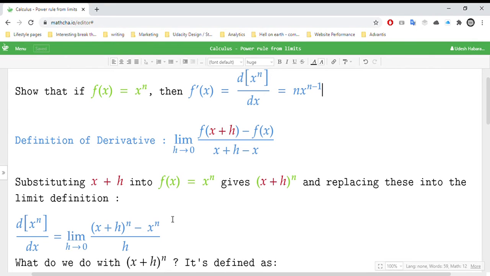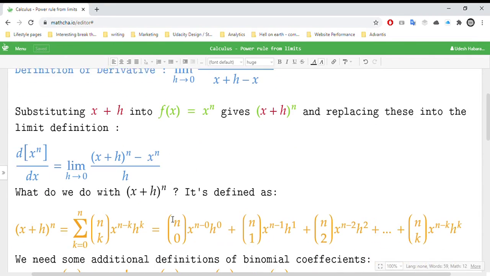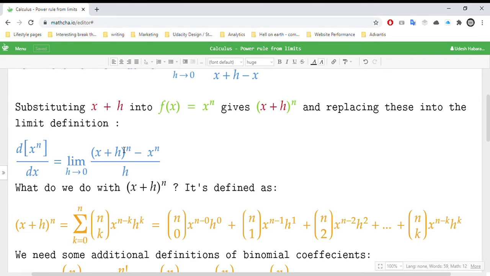Okay. So now what do we do with this whole (x plus h) to the n situation? Well, (x plus h) to the n is defined by this summation over here, right? And then we can expand that out as n choose 0, etc. So k goes from 0 all the way to n, which you can see here. So k goes 0, 1, 2, etc., and you have n over here.